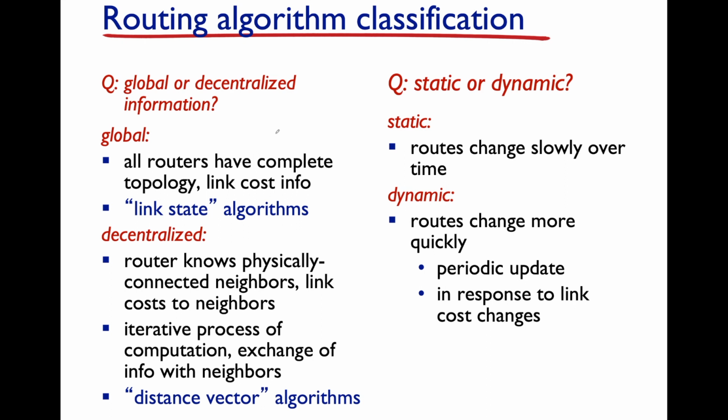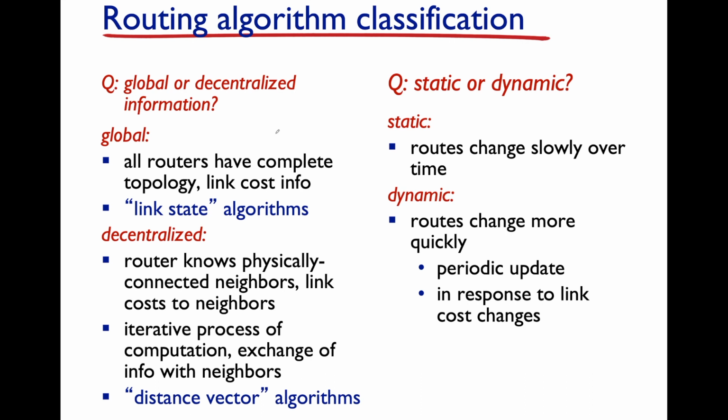And so with global information, all the routers have complete information about the traffic status or the distances, and that's called the topology. That's the link cost information. So each router has complete link state information, and therefore the algorithms that make use of it are called link state algorithms. In the decentralized version, that local information is called a distance vector. So your router only gets information about the physically connected neighboring links and the cost to those neighbors through those links. And it goes through an iterative process of exchanging information only with its neighbors.